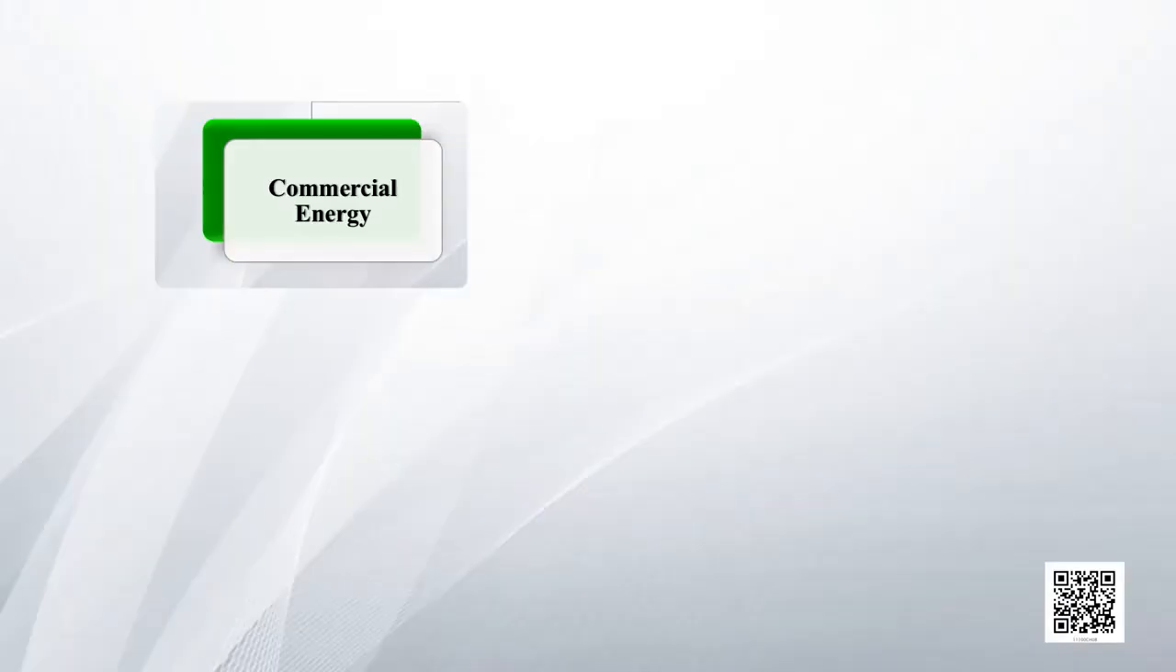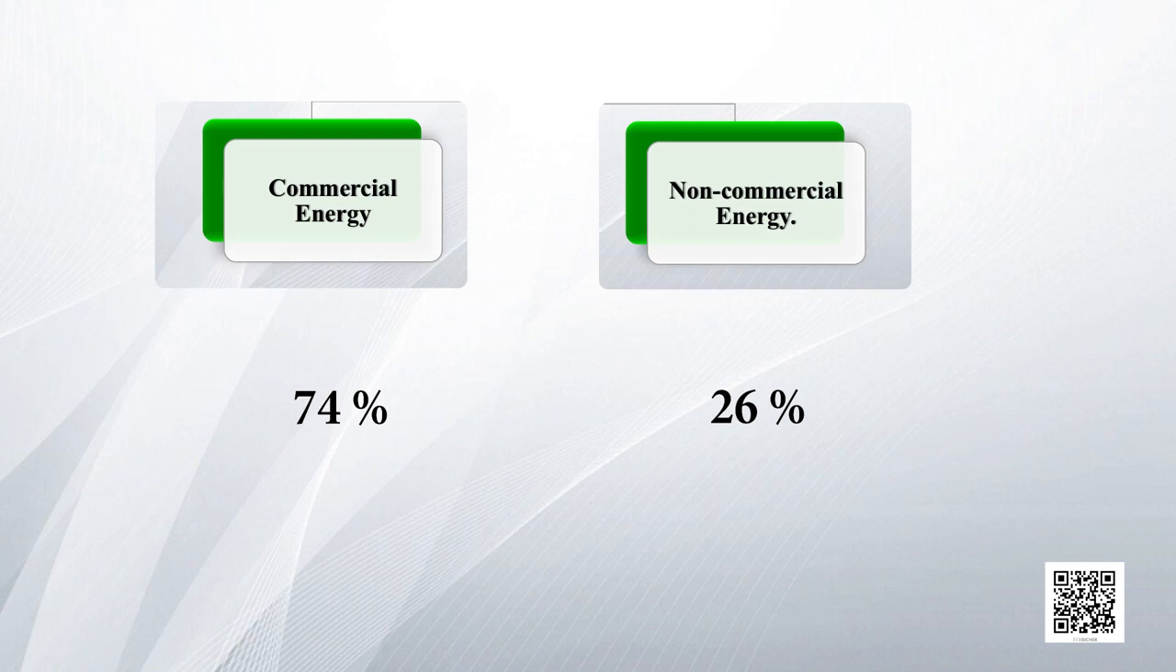Commercial energy is used basically for production purposes. It is basically used by industries. But non-commercial energy is used majorly for domestic purposes. Examples of non-commercial energy are cow dung, firewood, agricultural waste. And on the other hand, the examples for commercial energy are coal, petroleum and electricity. You will be surprised to know that around 74% of the energy requirements are met through commercial sources and only 26% of the energy requirement is met by non-commercial sources.